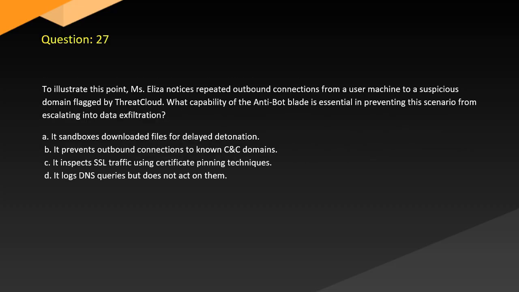Question 27. To illustrate this point, Eliza notices repeated outbound connections from a user machine to a suspicious domain flagged by ThreatCloud. What capability of the Anti-Bot blade is essential in preventing this scenario from escalating into data exfiltration? A. It sandboxes downloaded files for delayed detonation. B. It prevents outbound connections to known C&C domains. C. It inspects SSL traffic using certificate pinning techniques. D. It logs DNS queries but does not act on them.